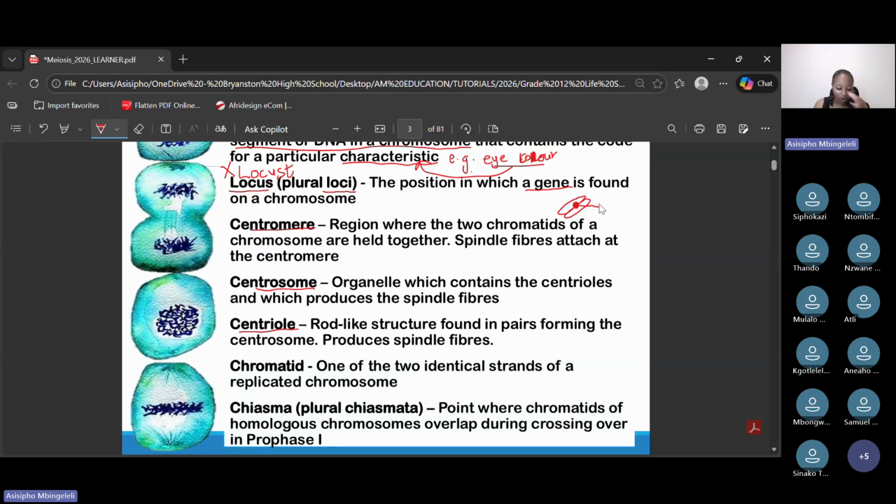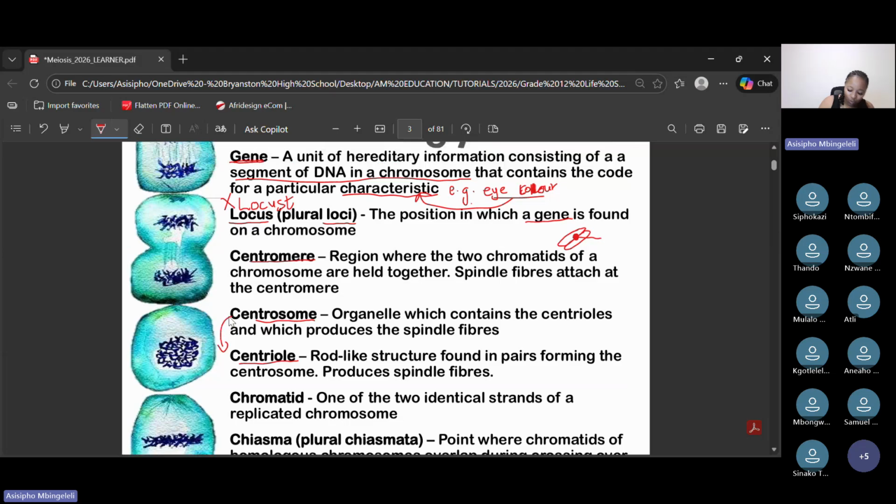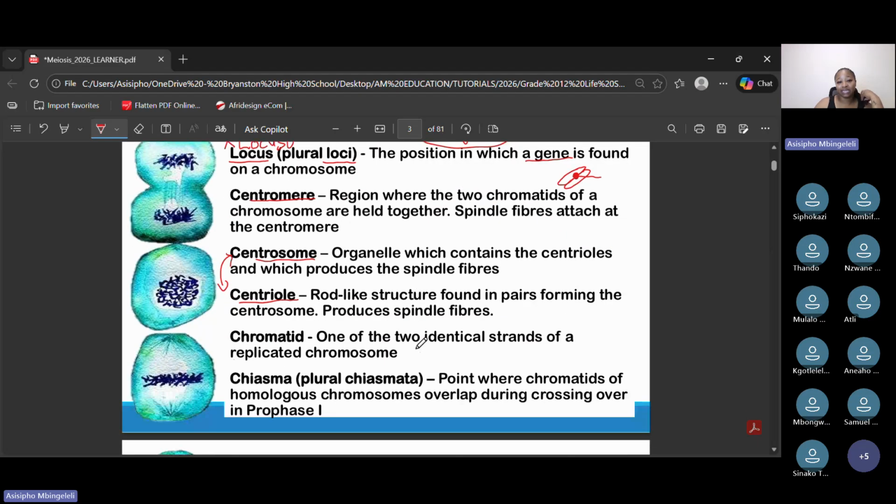Centrosome is an organelle. These two go together. A centrosome and the centriole. You can say it's a centriole or centrioli, because sometimes it has an I at the end. Doesn't matter which spelling you use, centriole or centrioli, you'll still get a mark. Now, this centrosome is an organelle which will contain the centriole. So centrosome is the organelle which contains the centriole.